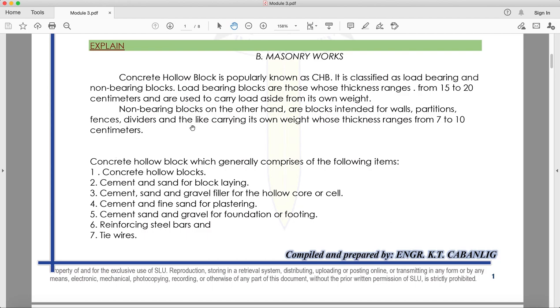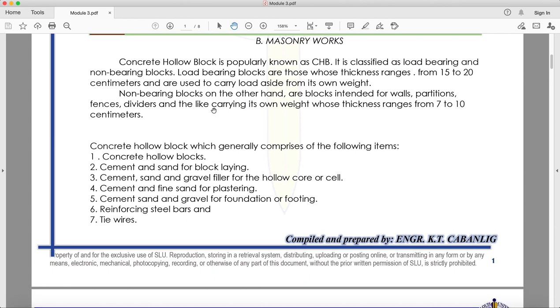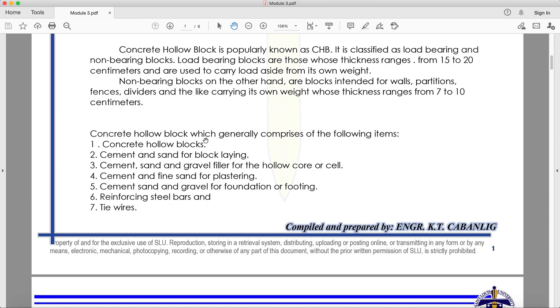Now, if it is a non-bearing block, on the other hand, these are blocks intended for walls, partitions, fences, dividers, and the like, carrying only their own weight, whose thickness ranges from 70 mm to 100 mm. So if it is a non-load-bearing block, ang binubuhat niya lang is yung kanyang weight. We usually use it just for a simple partition without carrying any load aside from its weight. If it is below 5,000 psi, then we consider that a non-load-bearing CHB.